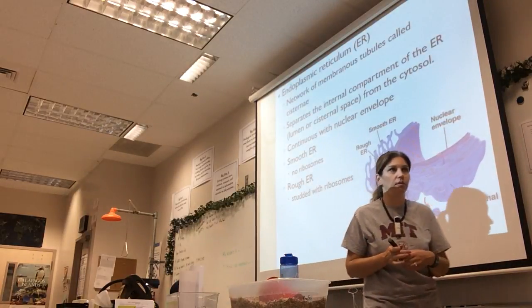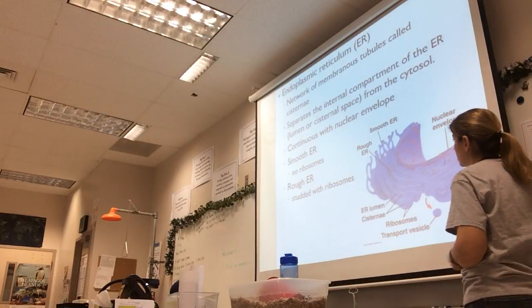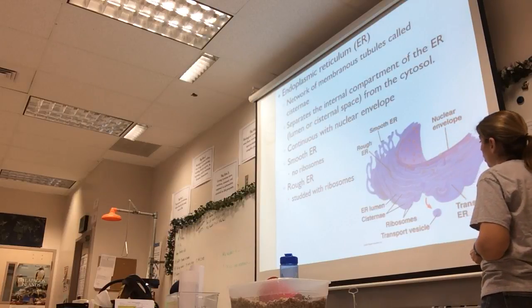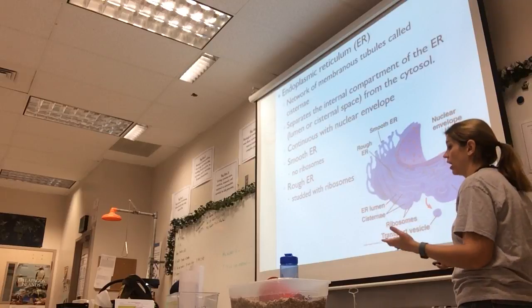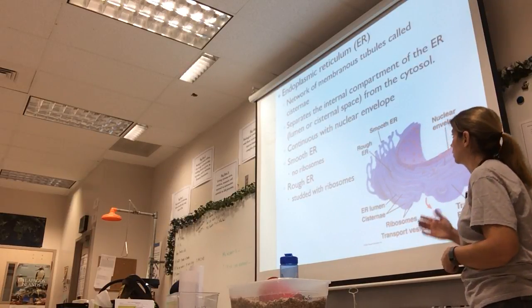The endoplasmic reticulum, or the ER, has two different forms. We have the smooth ER and we have the rough ER. And the difference between the two is the presence of ribosomes. And remember that ribosomes are the sites of protein synthesis. They're making the proteins, they're taking the mRNA that was produced in the nucleus, and they're actually producing the proteins that that mRNA codes for.